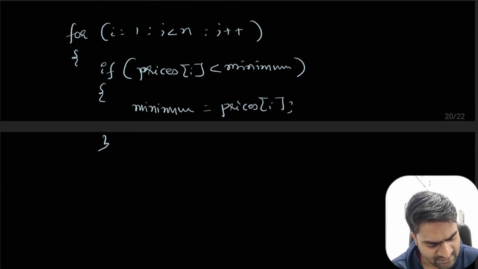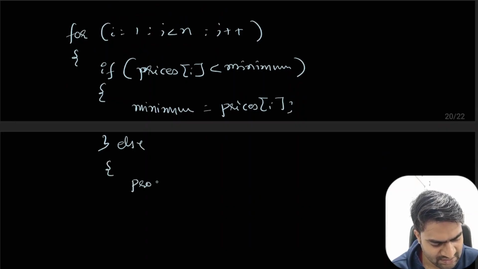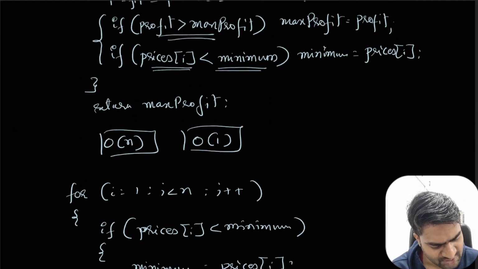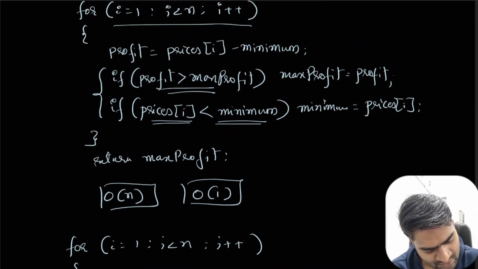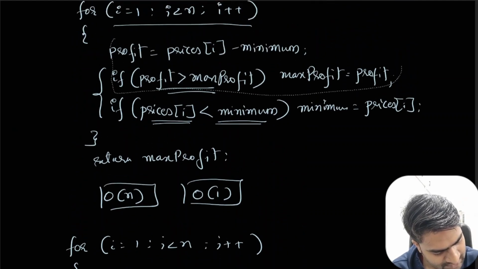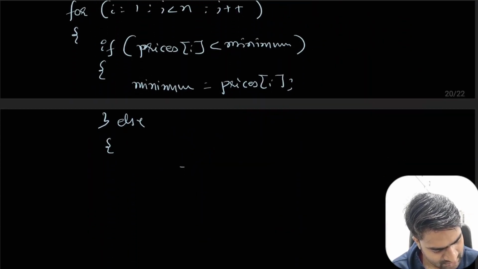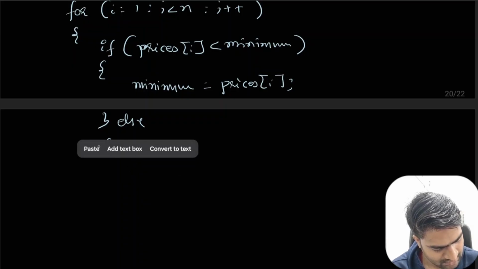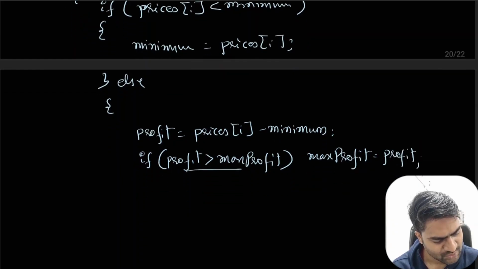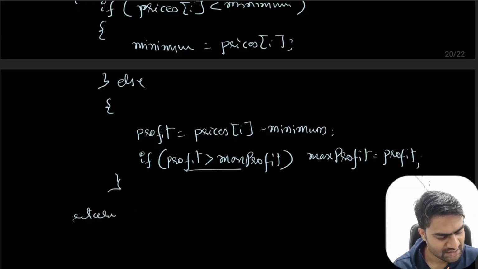Next, after this, what will I do? If that is not the case, else I will find the profit. So maybe what I can do, I can simply copy this line. So I will find the profit and I'll update the max profit. And finally, what will I do? I will return my max profit.